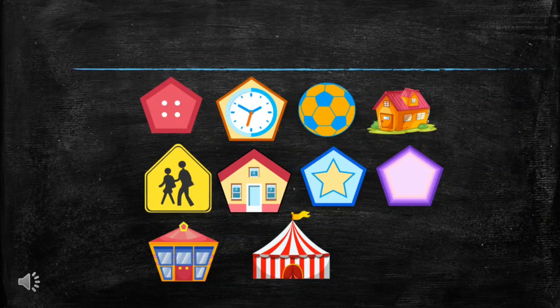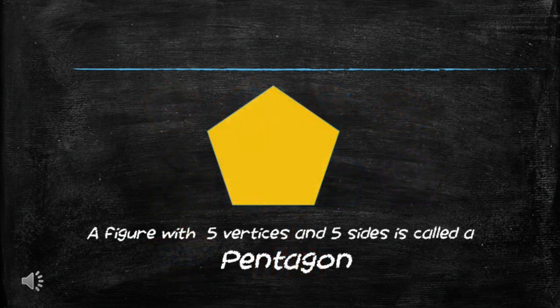In the previous slide, we saw four-sided figures. Are you familiar with five-sided figures? Here, we can see some examples of five-sided figures that we can see in our day-to-day life. What are the common features of five-sided figures? Yes, each of them has five sides and five angles. So, a figure with five vertices and five sides is called a pentagon.